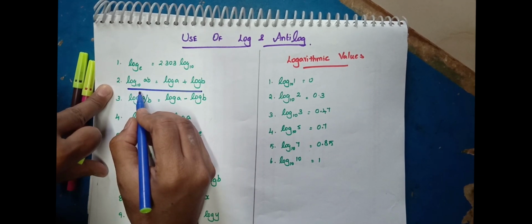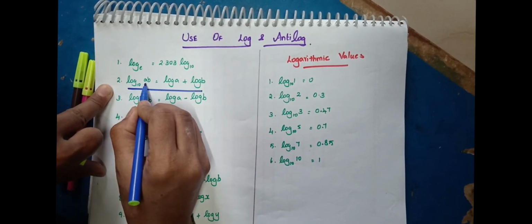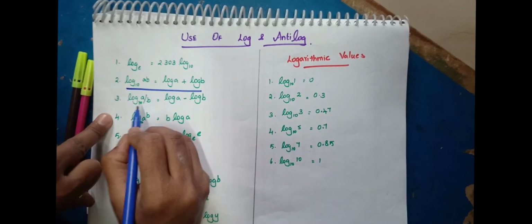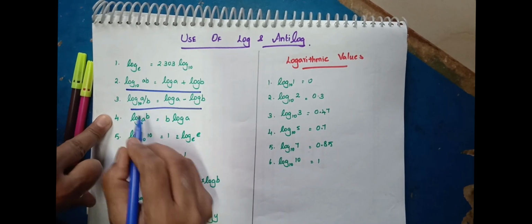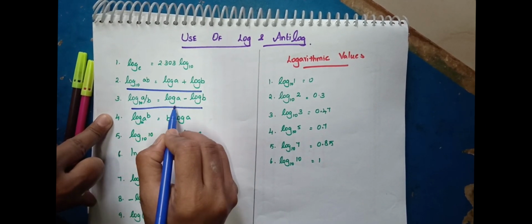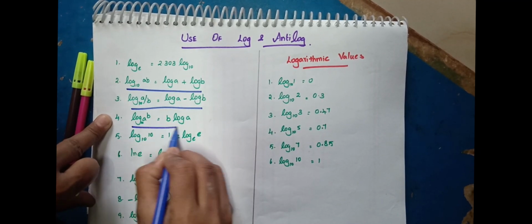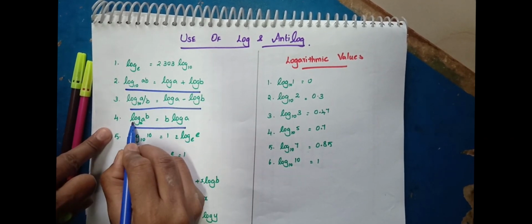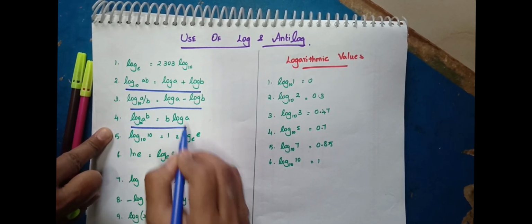Log of a into b is equal to log a plus log b. Whatever is in a product, if you use the logarithm, it changes to an addition. If it is a division, it changes to a subtraction. So log a by b is equal to log a minus log b. The next one is very important for simplification: log a power b transforms to b log a.